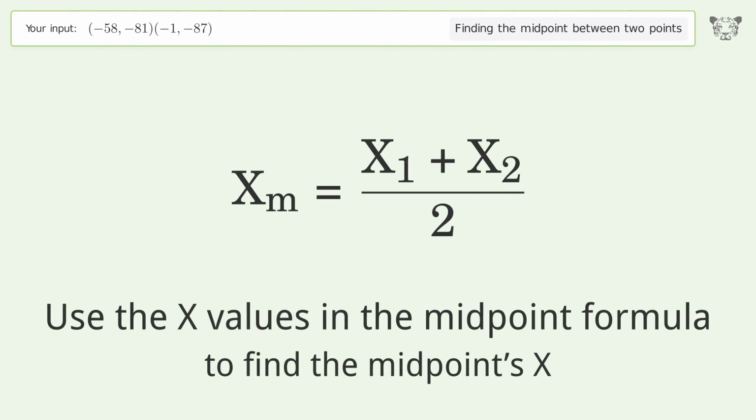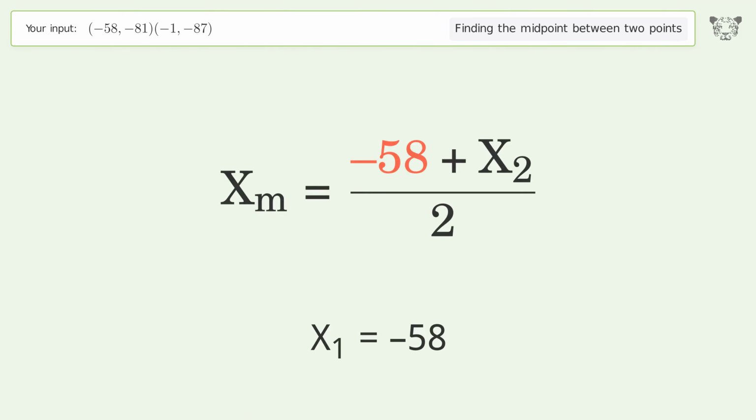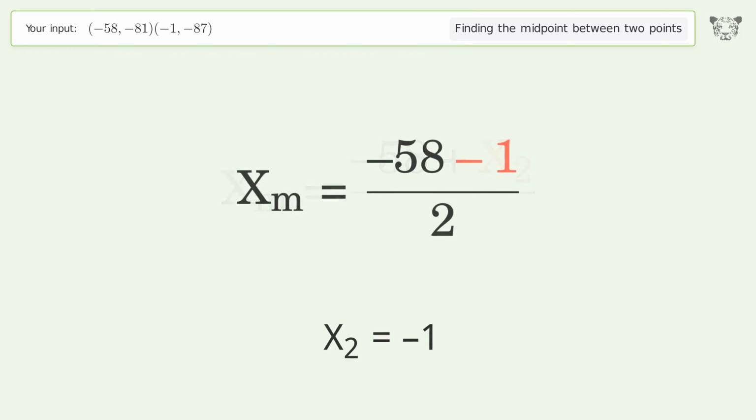Use the x values in the midpoint formula to find the midpoint's x. x1 equals negative 58. x2 equals negative 1. Simplify the arithmetic.